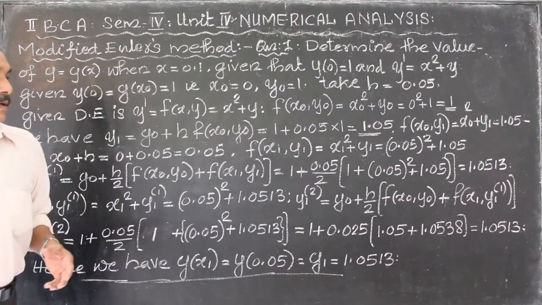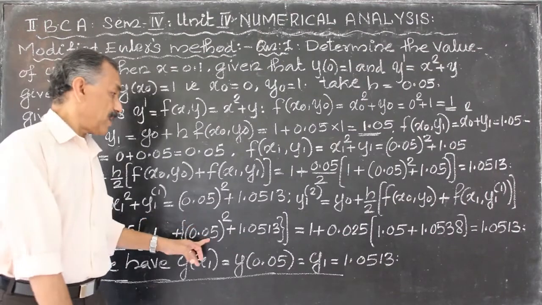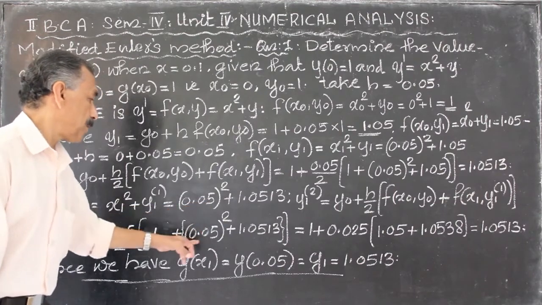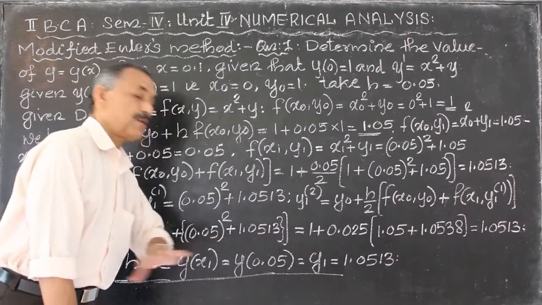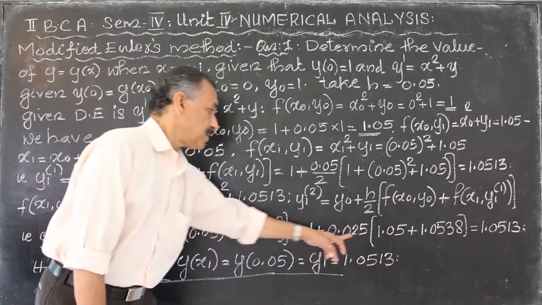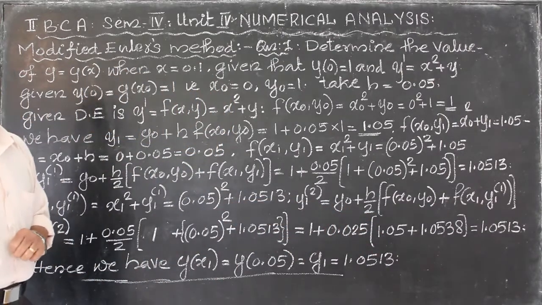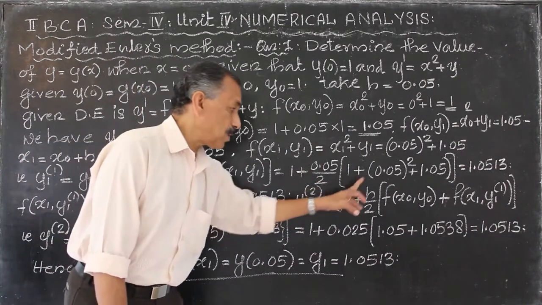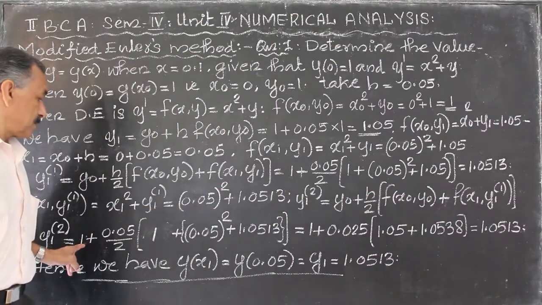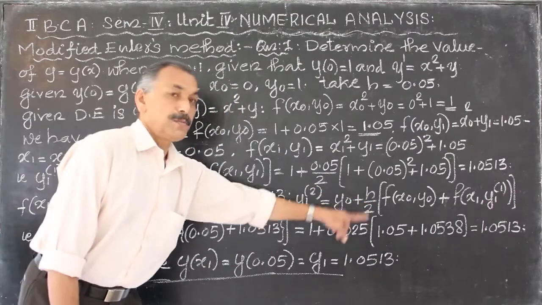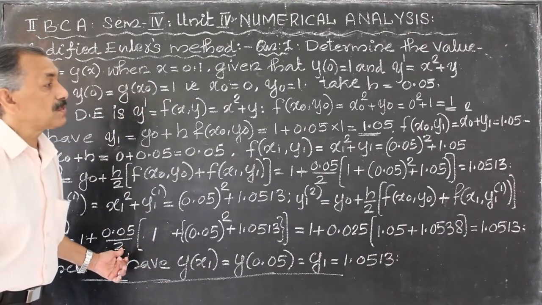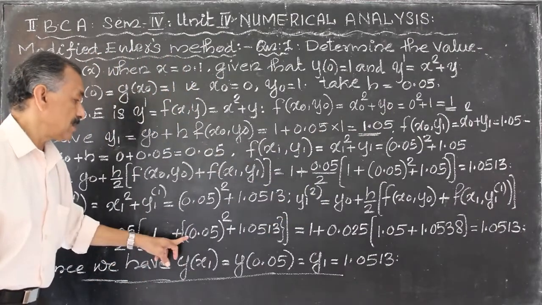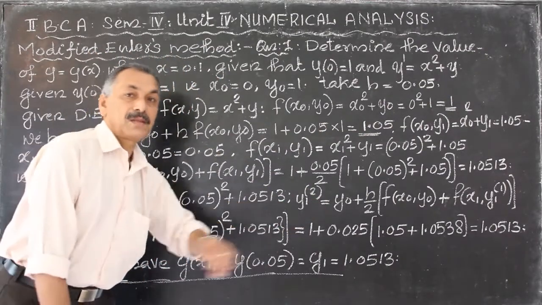Then f of x1 y11 means f of x1 y11 is equal to this value, 0.05 squared plus 1.051, which is equal to 1.0513. See, now y1 in the second iteration, y12 is equal to y0 plus, what is y0, 1 plus h by 2 into f of x0 y0. What is f of x0 y0? It is 1 plus f of x1 y1.